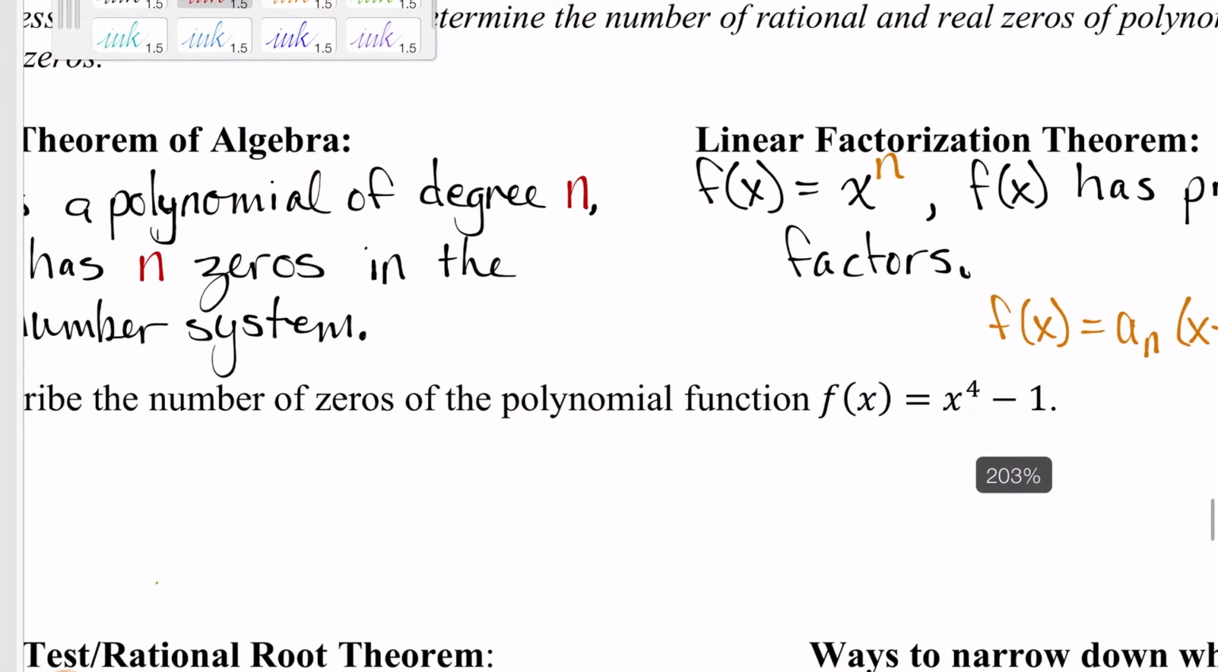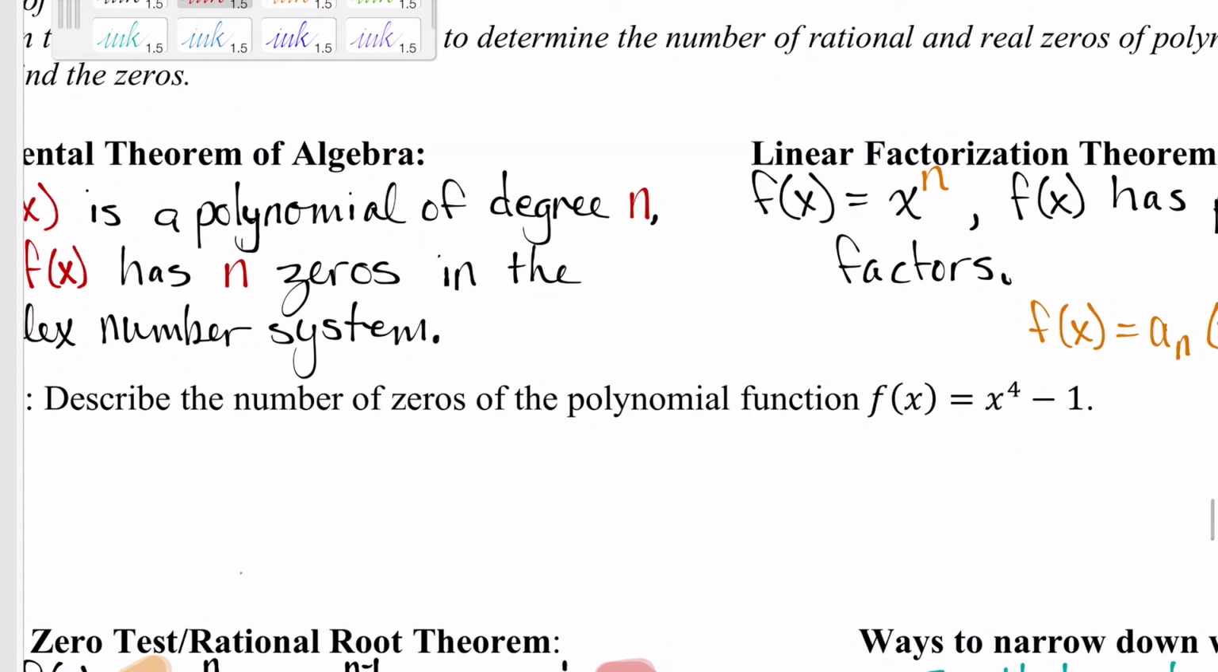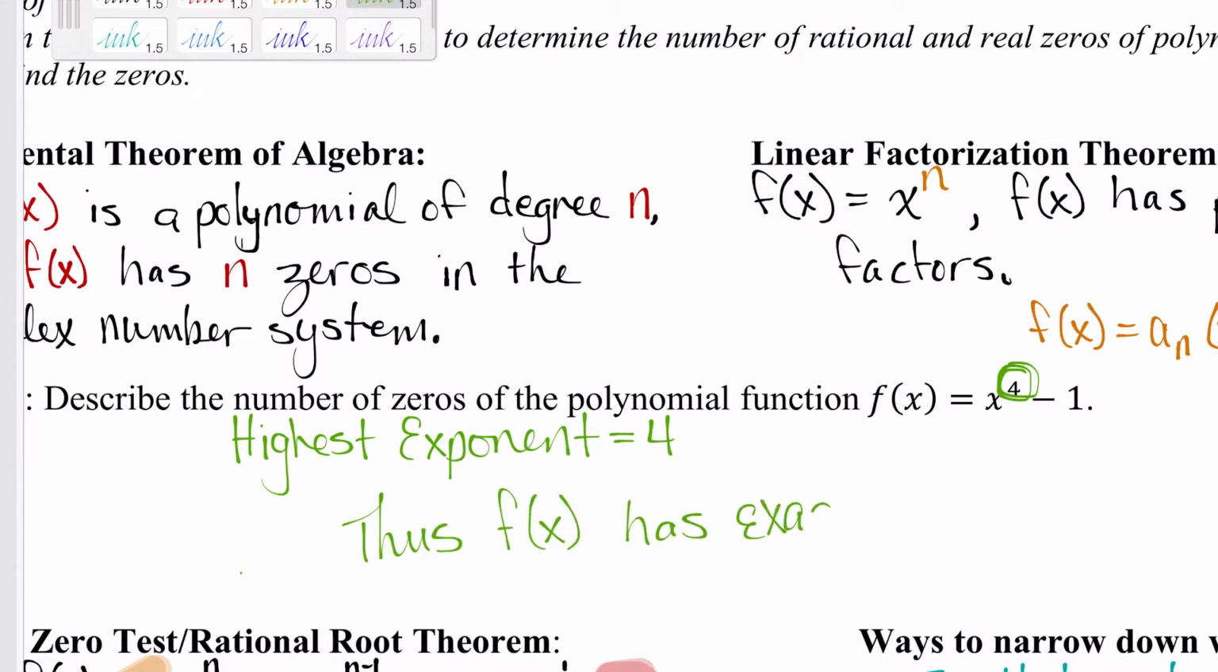So for this first example, they just wanted to have us describe the number of zeros. So again, whenever I'm looking at the number of zeros, I'm looking at the highest exponent. I only have one variable, which is really nice, so I only have the 4 to look at. So because my highest exponent is 4, that means I'm going to have exactly 4 zeros. And that's it. We described the number of zeros, we're ready to move on.